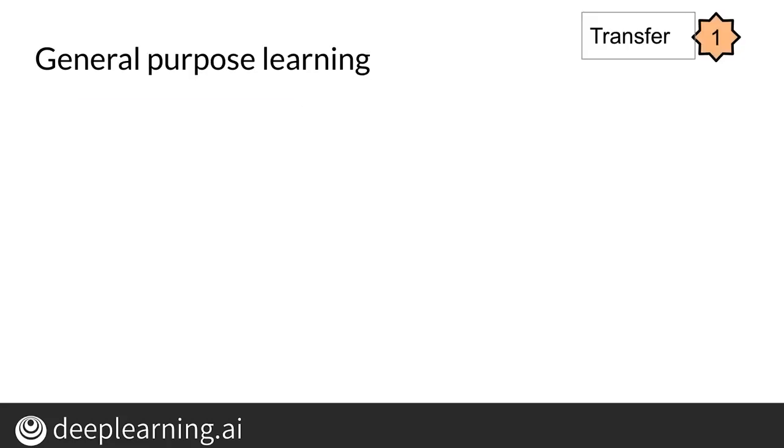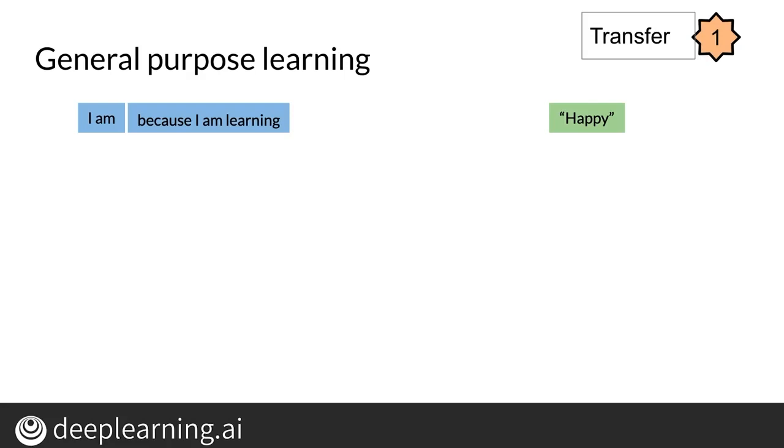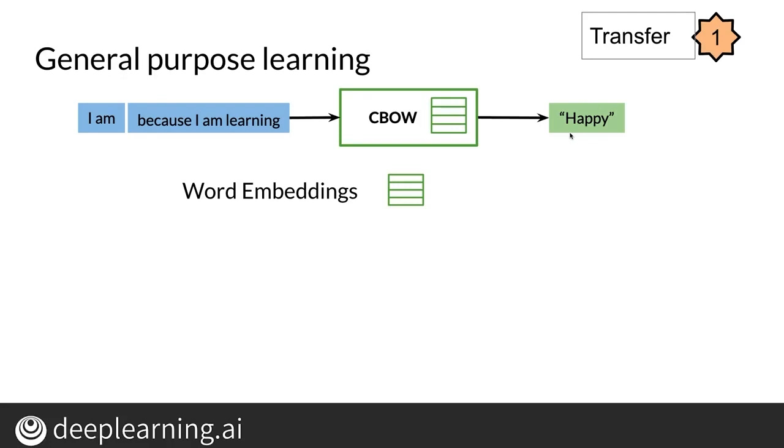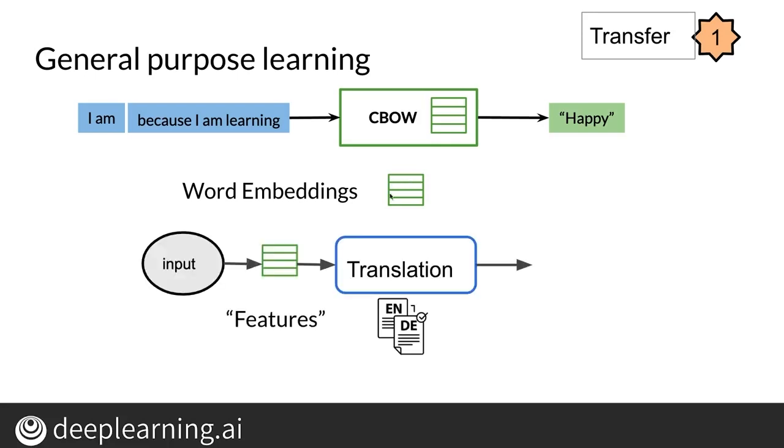So let's look at general purpose learning, and this is something that you're already familiar with. So over here you have I am happy because I'm learning, and you're trying to predict the central word. So the central word is happy over here. And you used a model known as the continuous bag of words model, and you got the following embeddings. So now you can use these embeddings as the input features in translation tasks to translate from English to German.